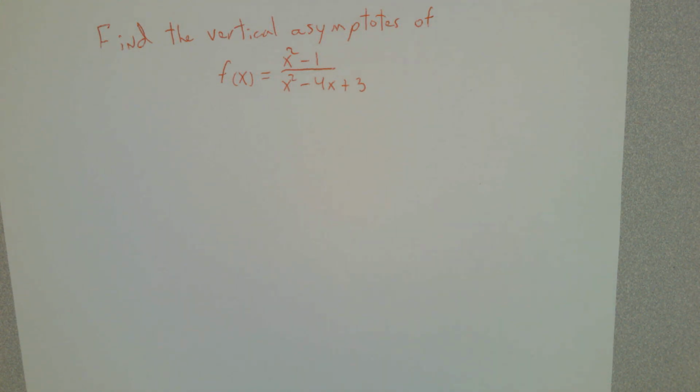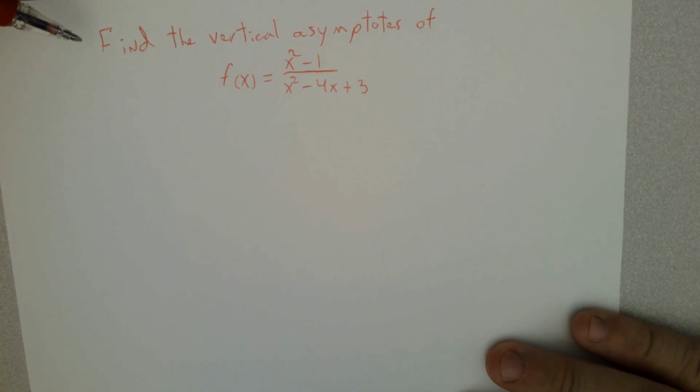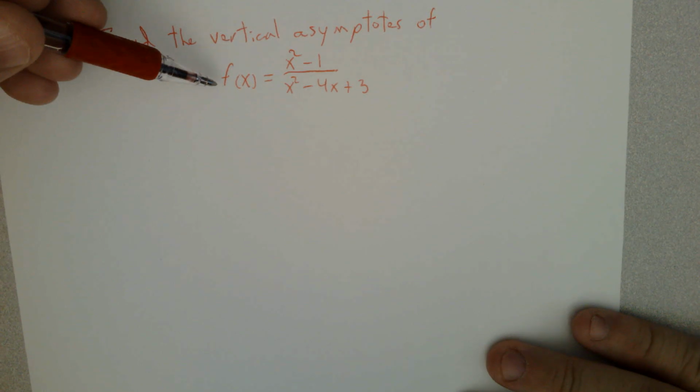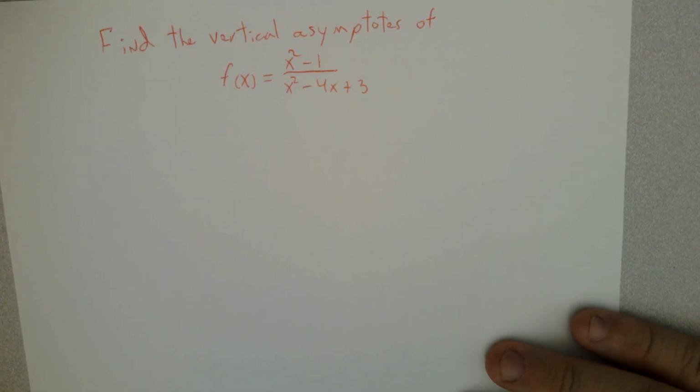Got some questions here I'm going to go over and one for you guys to try out on your own at the end of the video. So for this problem we've been asked to find the vertical asymptotes of the function x squared minus 1 over x squared minus 4x plus 3.